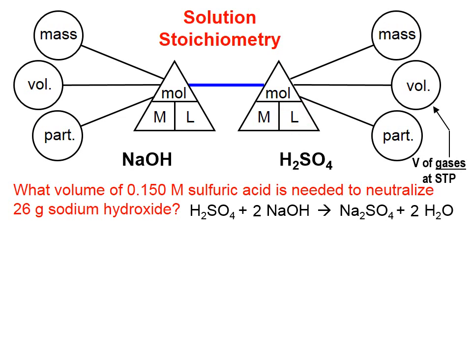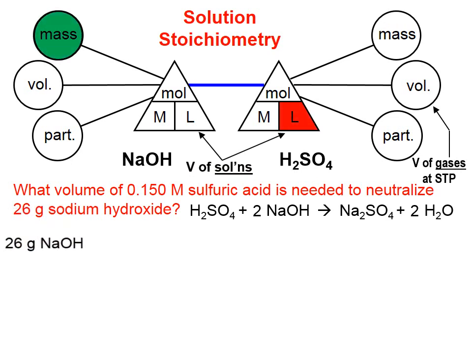So here's what we're going to do. On this diagram you can see we're going to start in the upper left at mass of sodium hydroxide. We're going to go one conversion factor to moles of sodium hydroxide, another conversion factor to moles of sulfuric acid, and then we're going to use the molarity relation to calculate volume of sulfuric acid. So let's do that. 26 grams of sodium hydroxide.